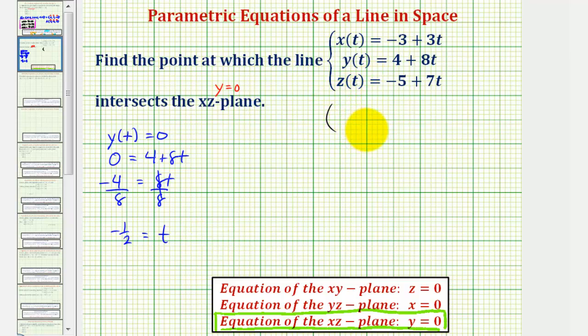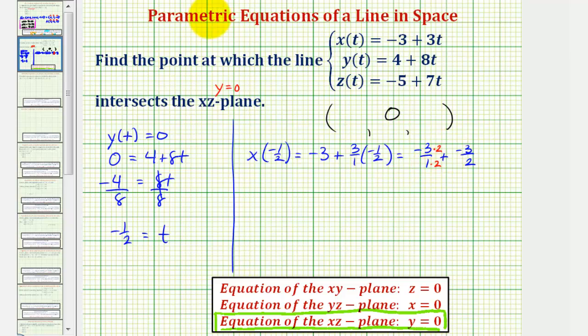So for our point of intersection, we'll have an x, y, and z coordinate, but we know the y-coordinate must be 0. So now we'll find x of negative 1/2 and z of negative 1/2 to find the x and z coordinates. So x of negative 1/2 would be equal to negative 3 plus 3 times negative 1/2, or 3 over 1 times negative 1/2, which would be equal to negative 3 over 1 plus negative 3/2, obtaining a common denominator of 2. Notice how we would have negative 6/2 plus negative 3/2, or negative 9/2. This would be the x-coordinate of the point of intersection.